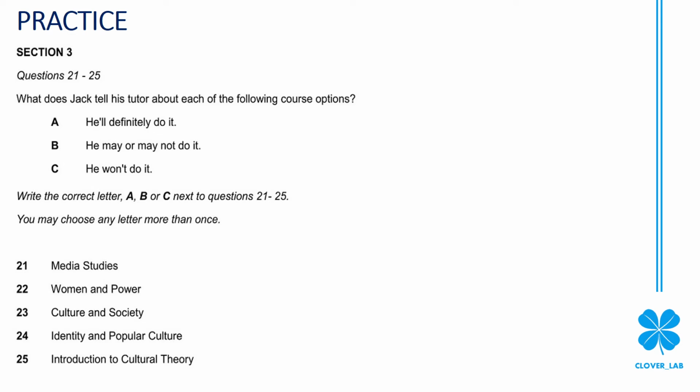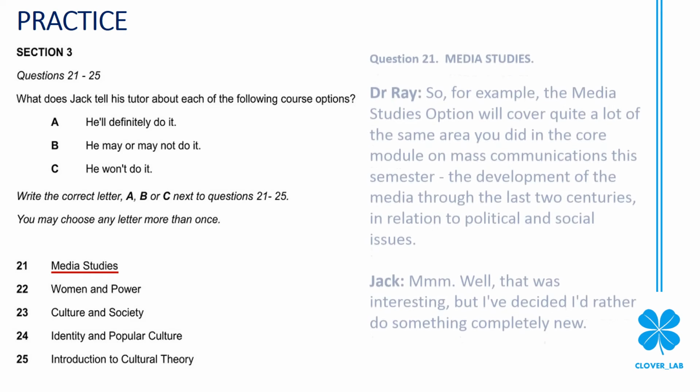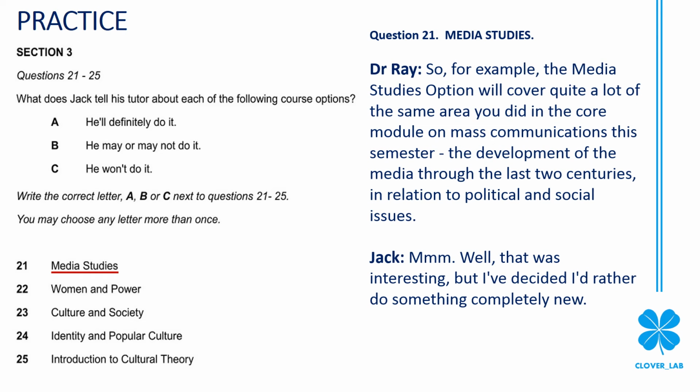Okay, let's look at question 21, media studies. What's the answer? Will Jack do media studies or not? Let's see the tape script. Read the tape script, please. So, you see, Jack said that it was interesting, but he decided to do something new. And that's why the answer is going to be C. He will not do it, because he's going to do something new.